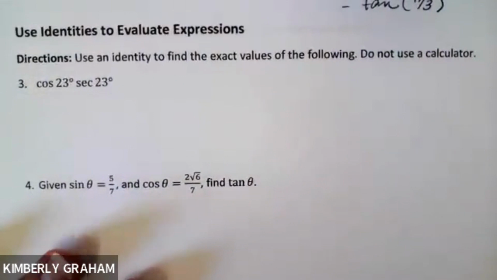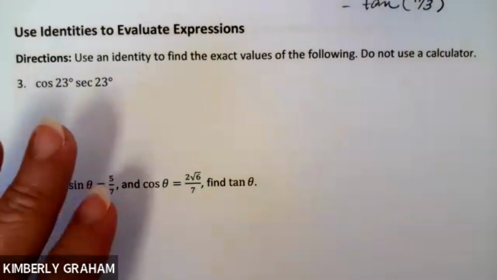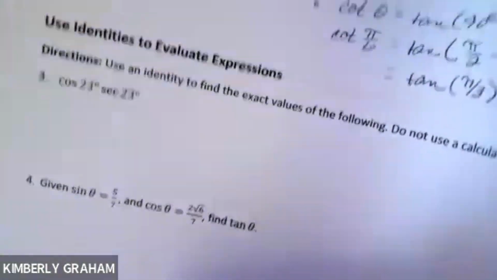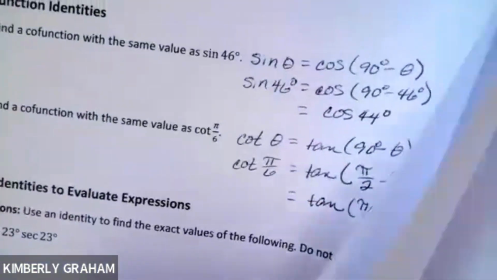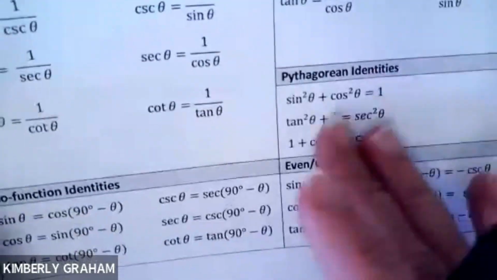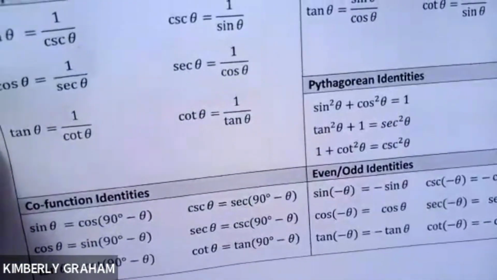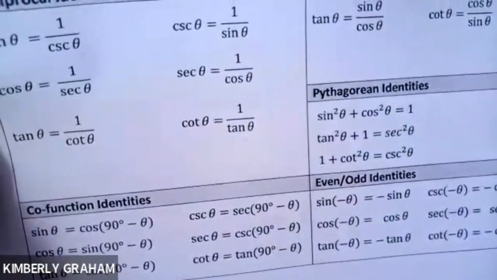The directions for my next set of problems says to use an identity to find the exact values of the following. Do not use a calculator. So first of all, as you look through all of these problems, what you should first be looking for is that all of the angle measures are the same. And on problem 3, they are. So that means that I can use reciprocal identities, quotient identities, Pythagorean identities, any of these identities that allow me to have both of my angle measures being the same.